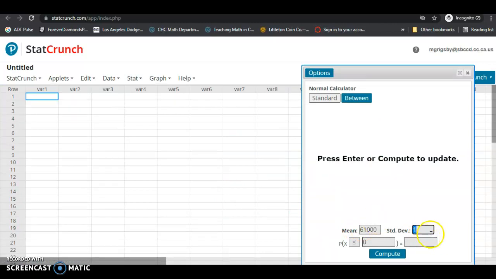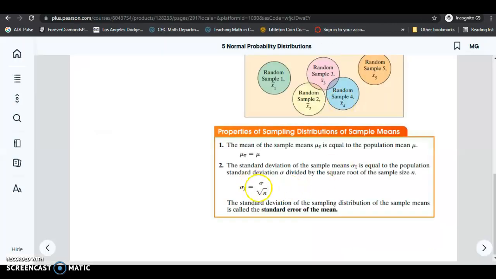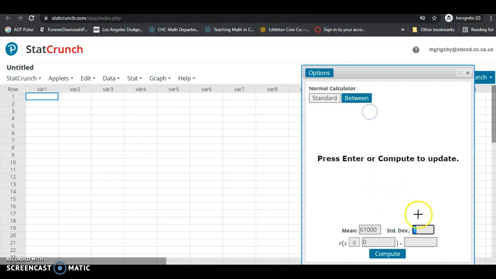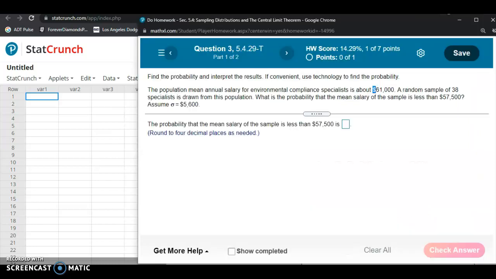And the standard deviation is going to be equal to the standard deviation of the population divided by the square root of the sample size. So in other words, when we input the standard deviation, it's not the standard deviation of the population, but the standard deviation of the sample means. So, going back to the problem, the standard deviation of the population was 5,600.